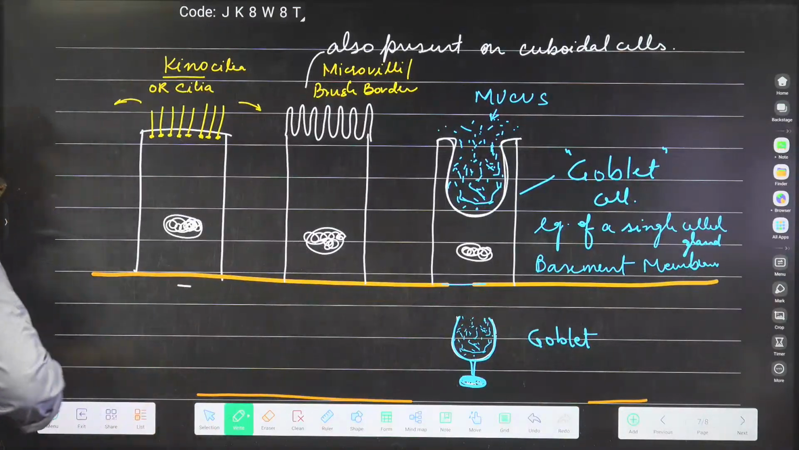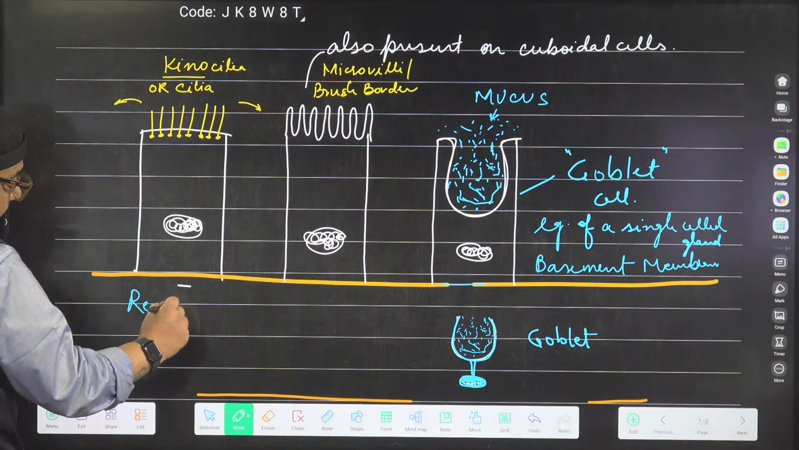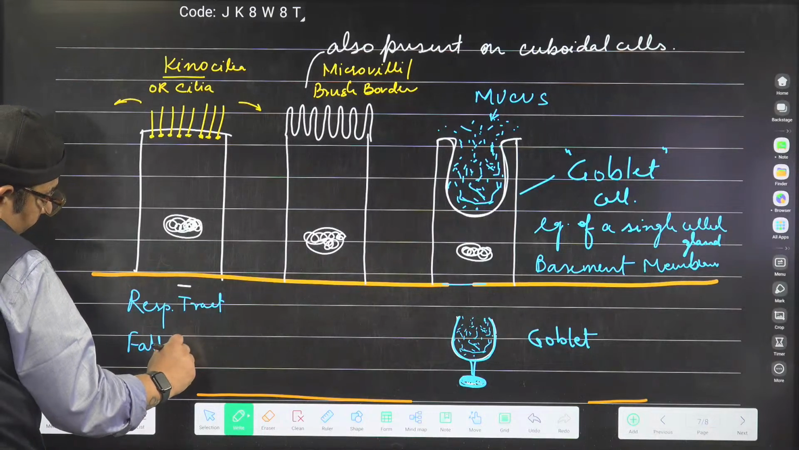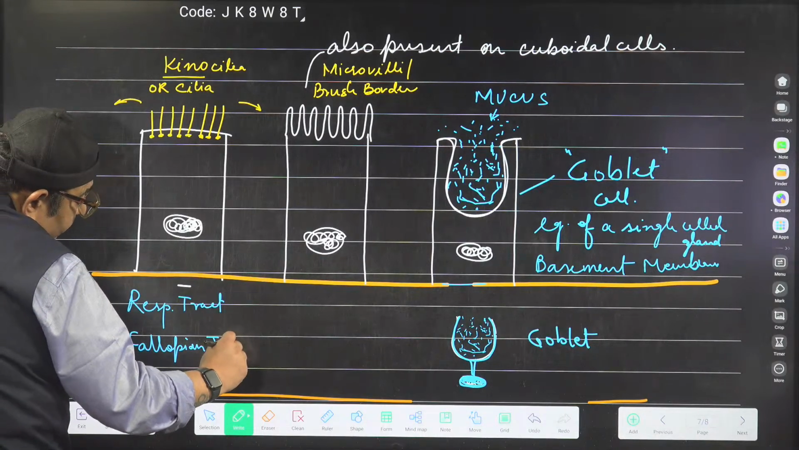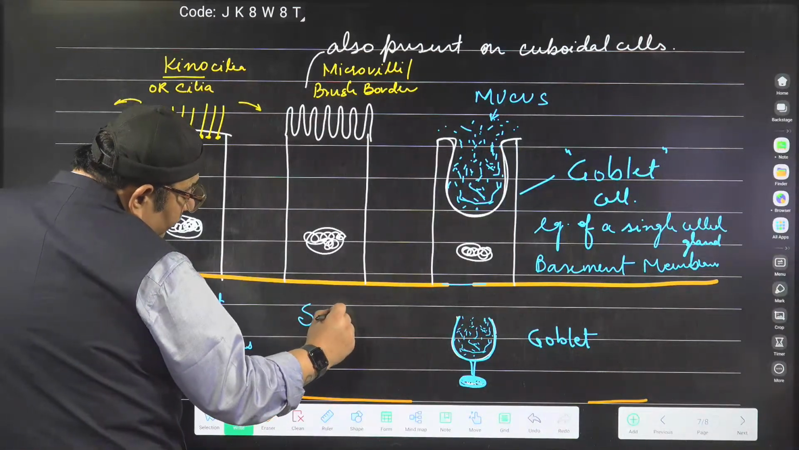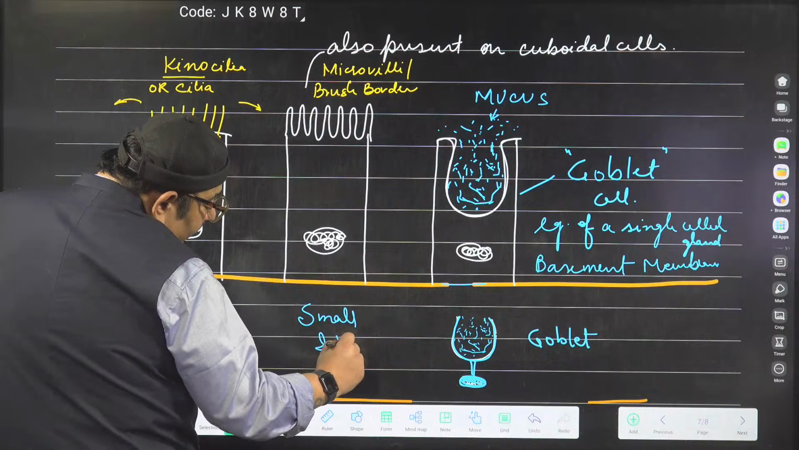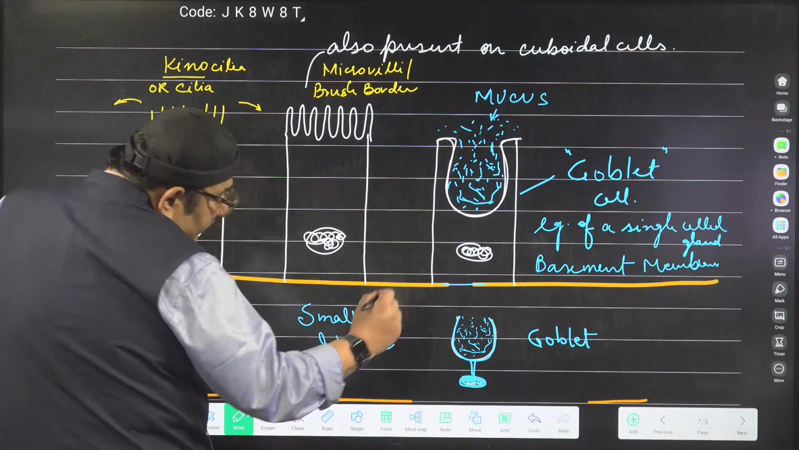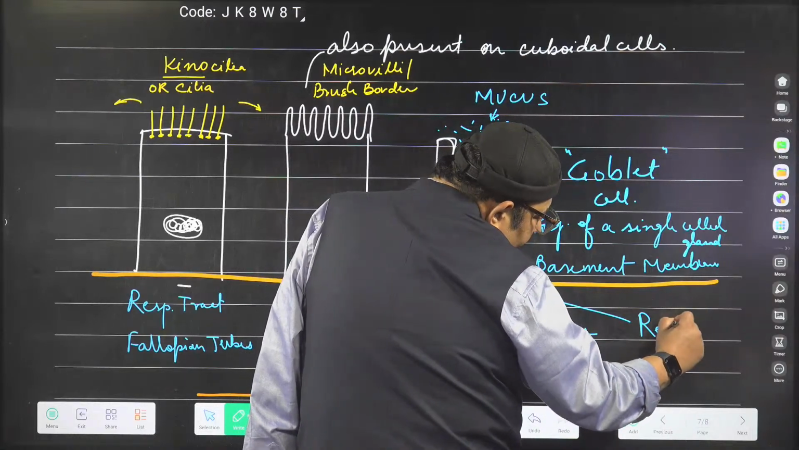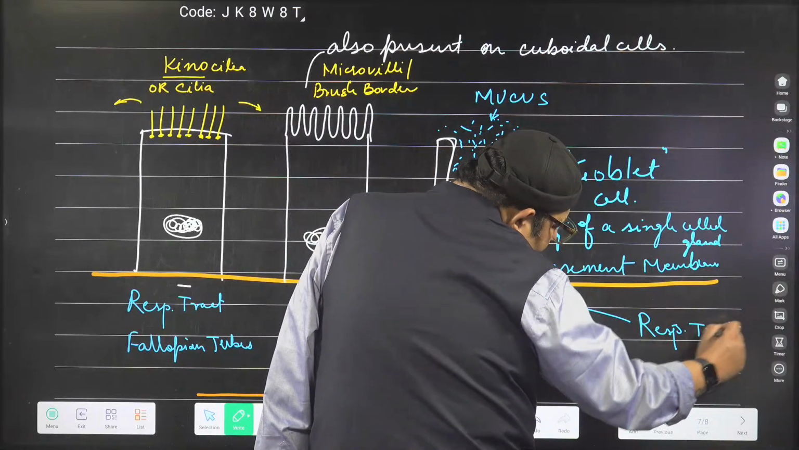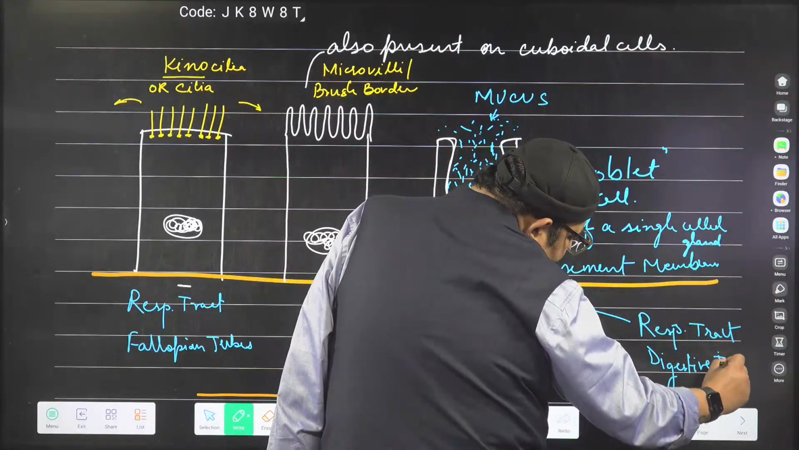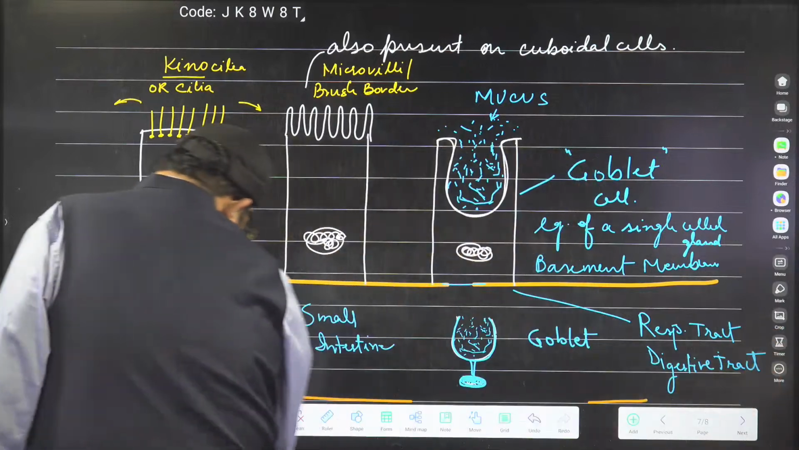This one, the example is the respiratory tract, and the other one is the fallopian tubes. Lining of the respiratory tract and the fallopian tubes. This is the lining of the small intestine only, and this is present in the respiratory tract and digestive tract.